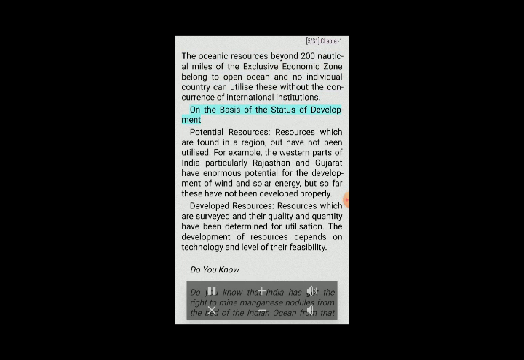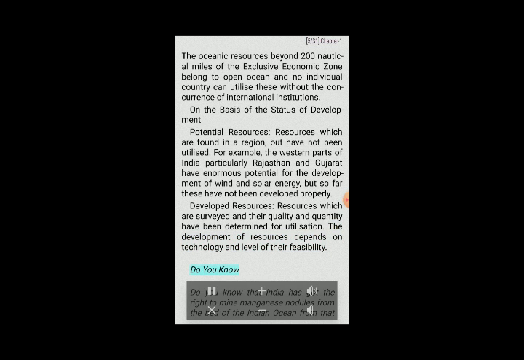On the basis of the status of development. Potential resources. Resources which are found in a region, but have not been utilized. For example, the western parts of India, particularly Rajasthan and Gujarat, have enormous potential for the development of wind and solar energy, but so far these have not been developed properly. Developed resources. Resources which are surveyed and their quality and quantity have been determined for utilization. The development of resources depends on technology and level of their feasibility.